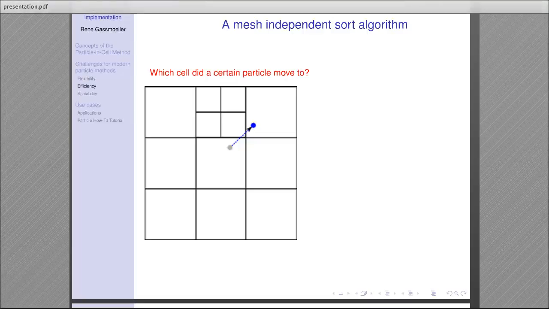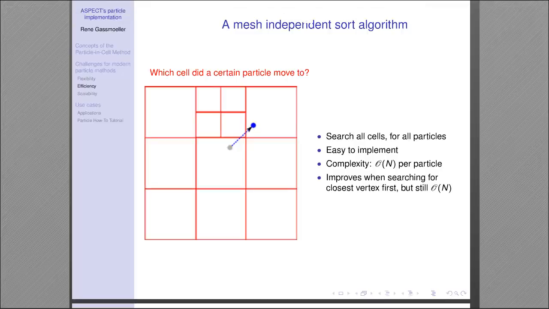Of course, the simplest thing to do would be to simply search all of the cells of our domain and check if the particle is in that particular cell. That's very easy to implement. You just have to loop over all cells and check for each cell. However, the work that you will have to do will scale with the total number of cells of your local domain. This can be denoted by a complexity of O of n per particle.